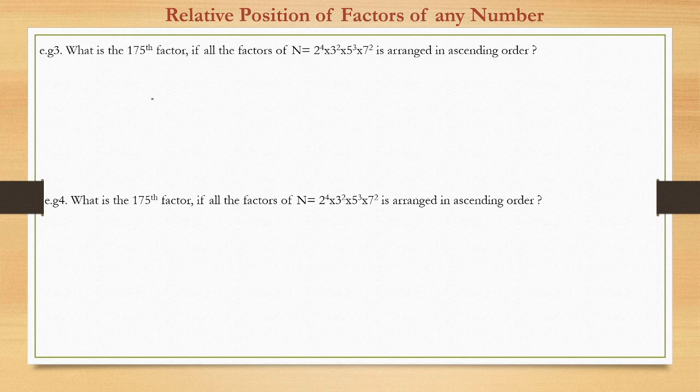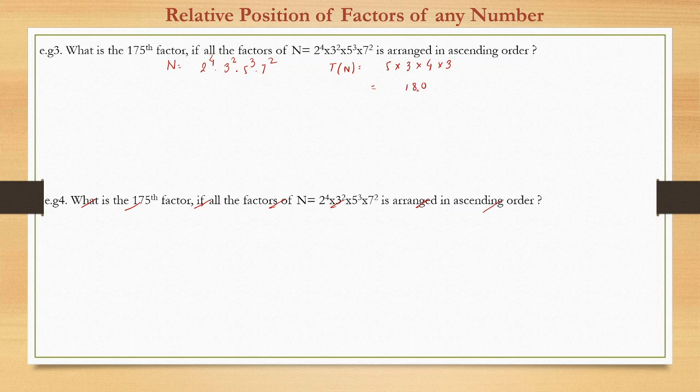Again, the question, I think it has been repeated, so we can ignore this. So here n we have been given as 2 raised to power 4 into 3 raised to power 2 into 5 raised to power 3 into 7 squared, and we have to find the 175th factor. Now what is Tn? Tn is 4 plus 1 is 5, 2 plus 1 is 3, 3 plus 1 is 4, and 2 plus 1 is 3. So this becomes 180.